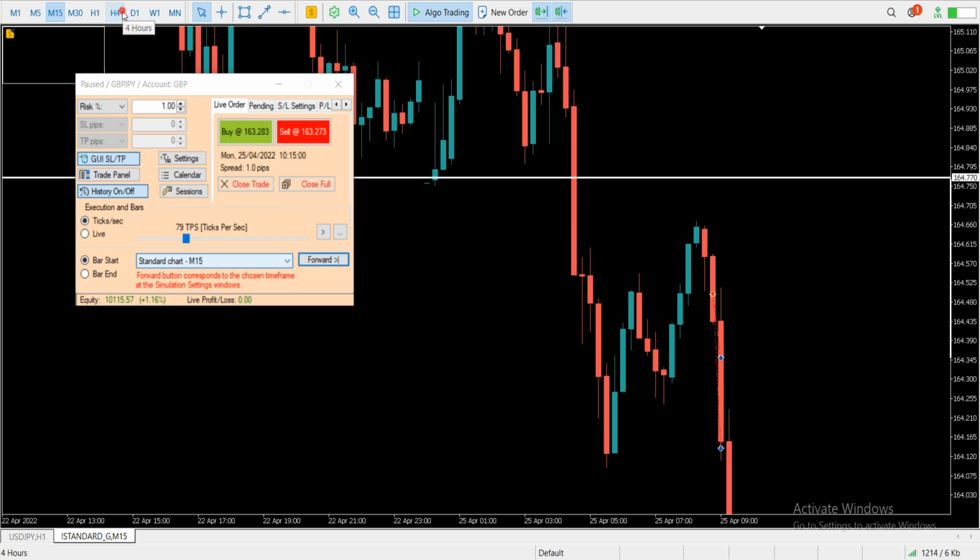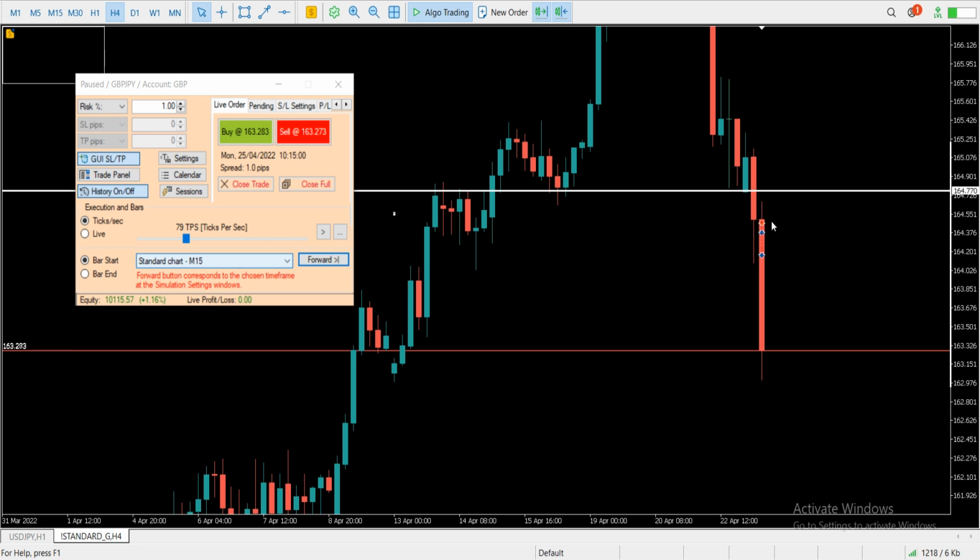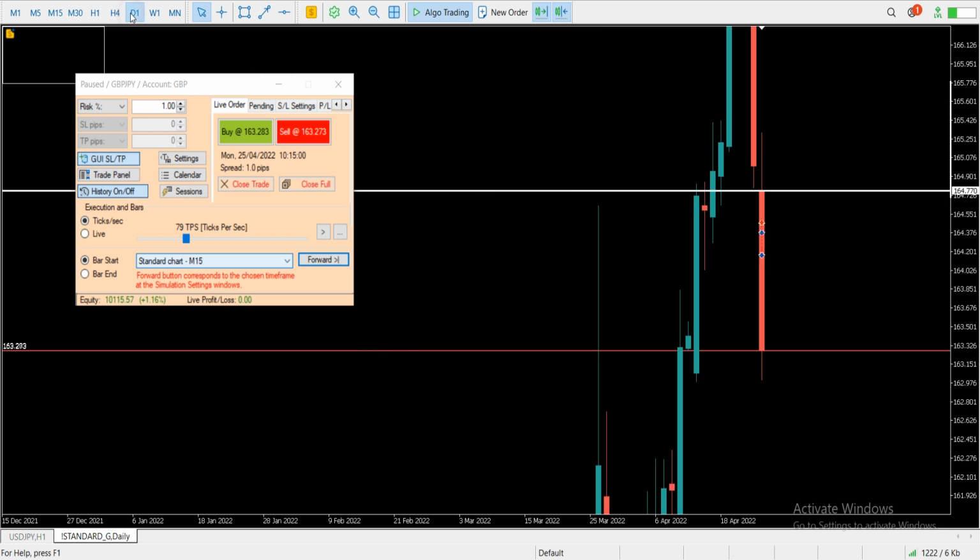Moving on to the next 4-hour candle. Wow, it just shot to the downside and covered this entire clean range. Like, it was not that clean. There was a support, but on the daily it was clean.